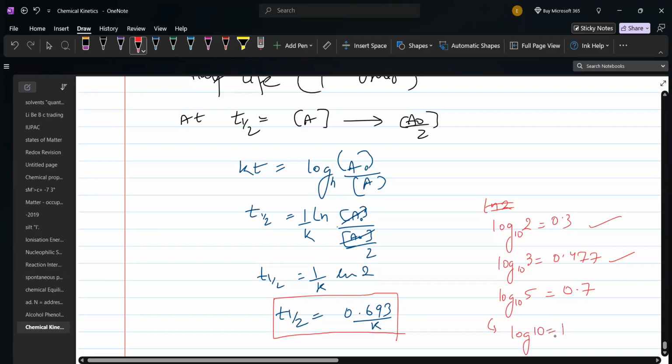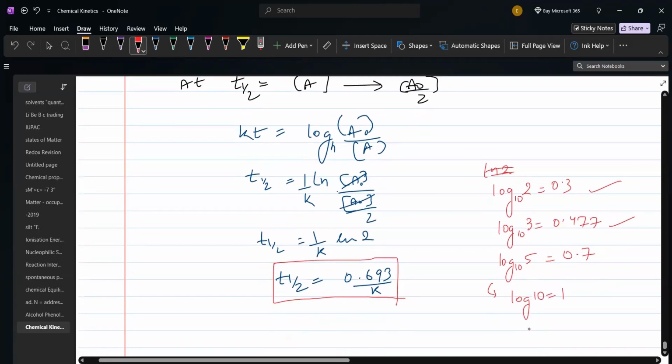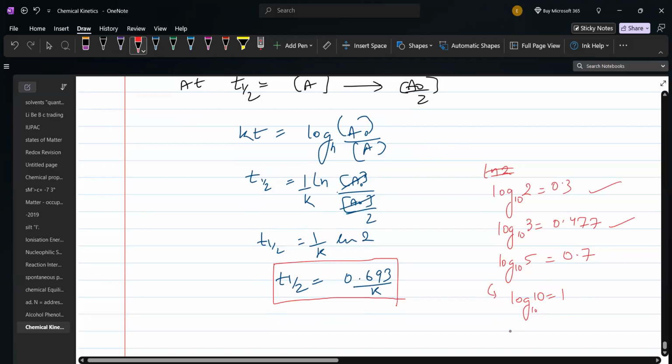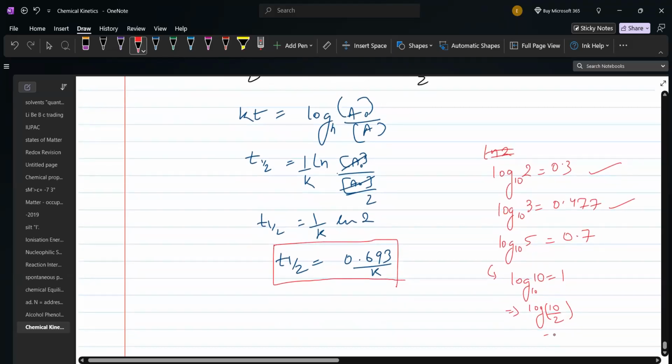Log 10 is 1, right? Yes, sir. So you can do it like this. If you want to find log of 5, that is log of 10 upon 2, you have to solve log 10 minus log of 2. Log 10 is 1, log of 2 is 0.3, so log of 5 is 0.7.